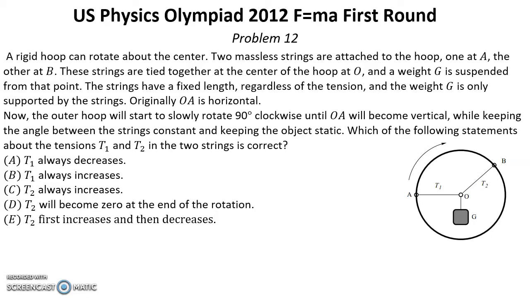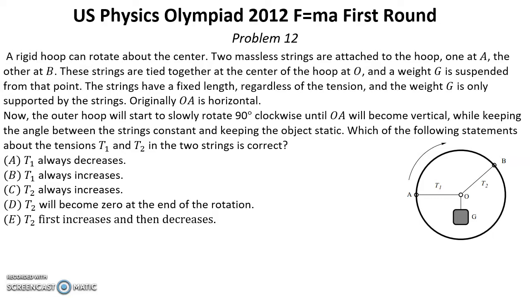US Physics Olympiad, year 2012, F equals MA, first round. Problem number 12. Solution for this problem you can find below this video in the reference of the description.